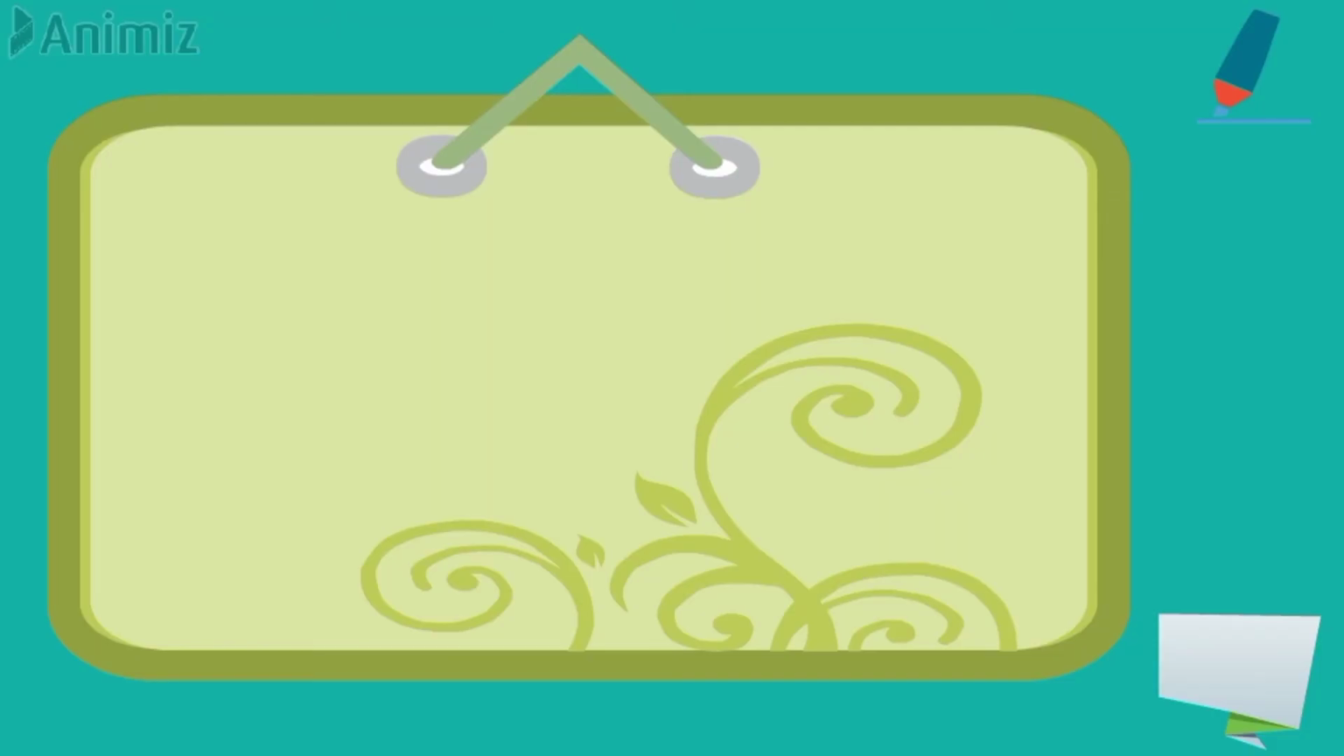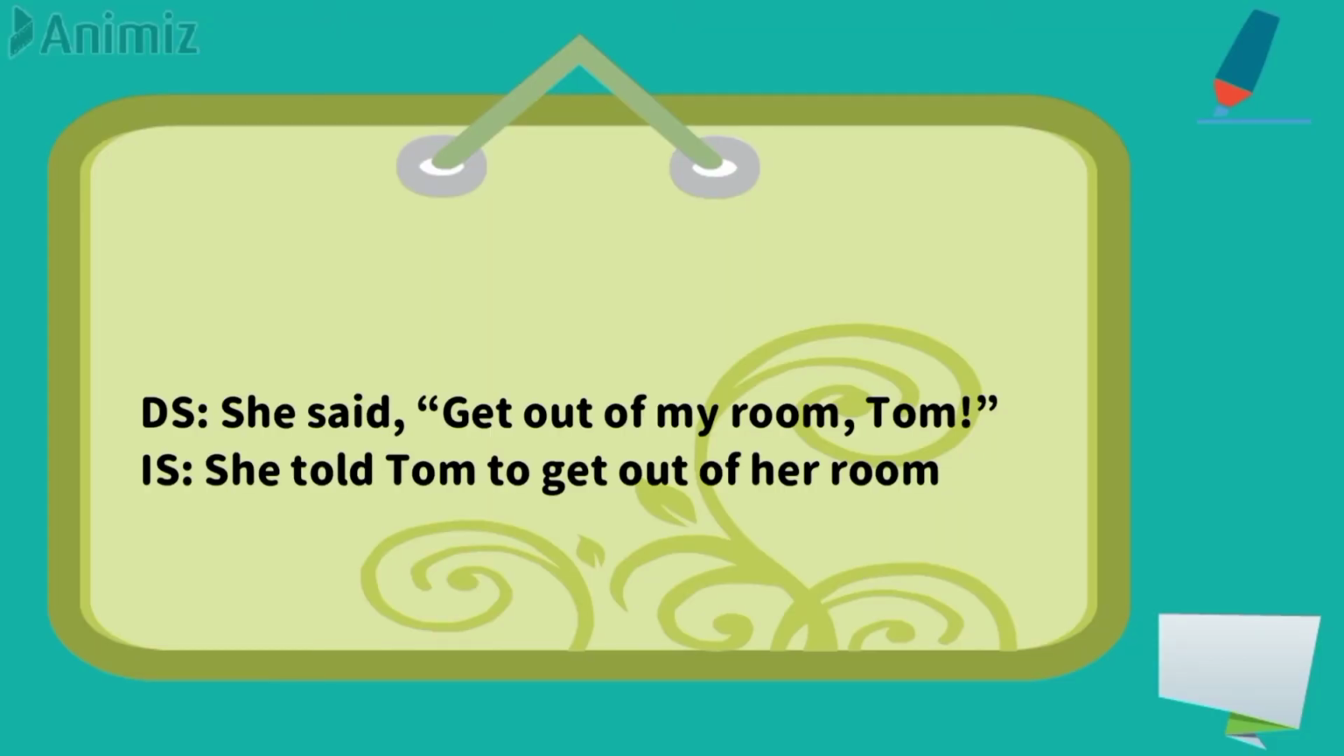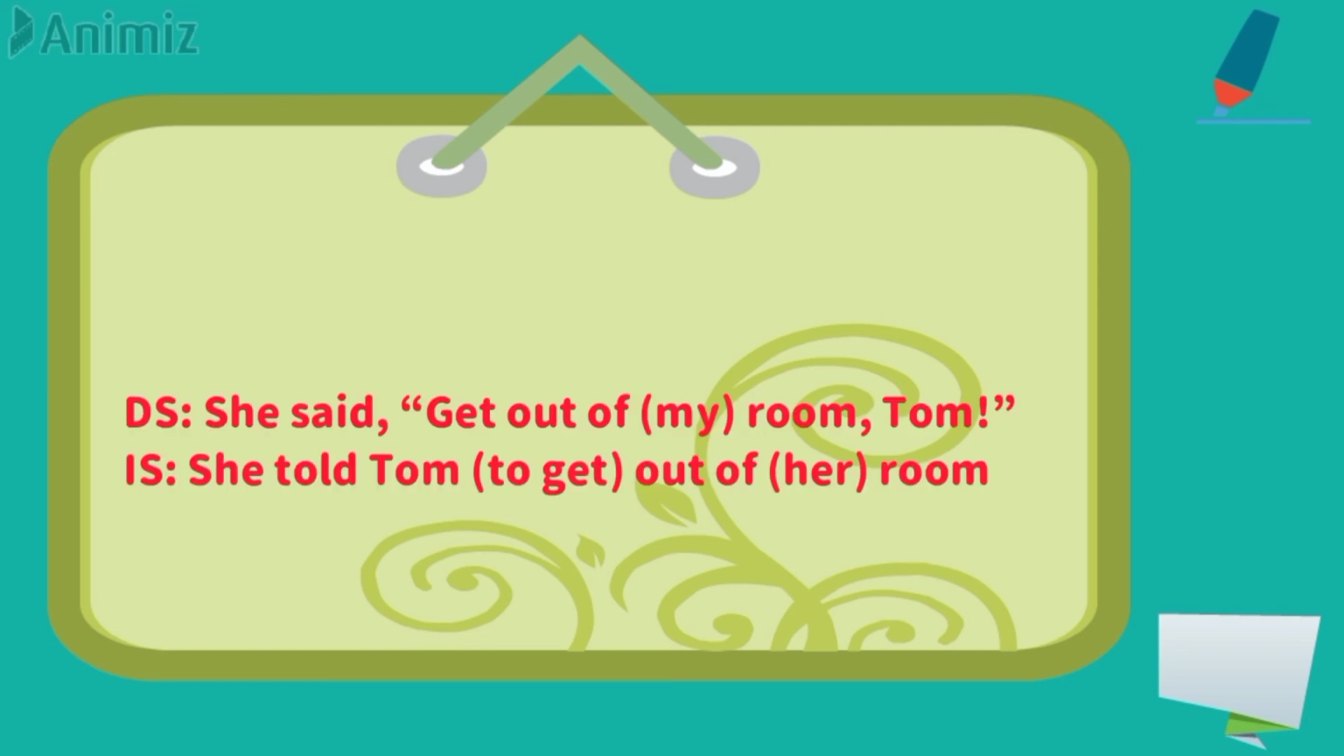To be more clear, let's move to the example. Command or request. For example, direct speech. She said, "Get out of my room, Tom." Indirect speech: She told Tom to get out of her room. Use to infinitive and use verb 1, right? There is a pronoun change from my to her.